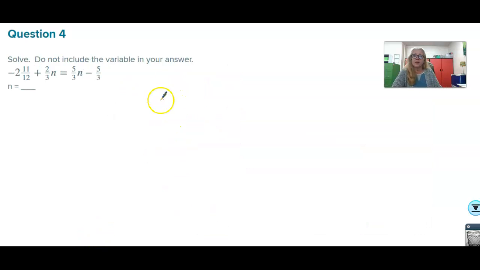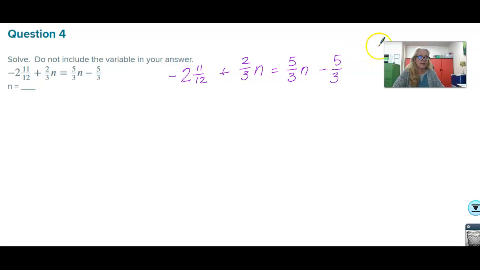Question number 4. Again with the fractions. We have negative 2 11/12 plus 2/3 n equals 5/3 n minus 5/3. You will want your TI-30 handy dandy calculator for this one. Okay, compare the variable terms. We want to get rid of one, and we usually want to get rid of the smaller one. 2/3 is less than 5/3. So we're going to get rid of the 2/3. We do that by subtracting 2/3 n from both sides.